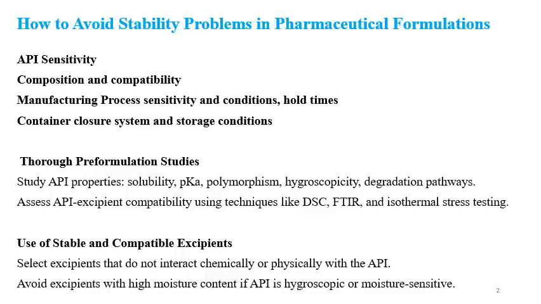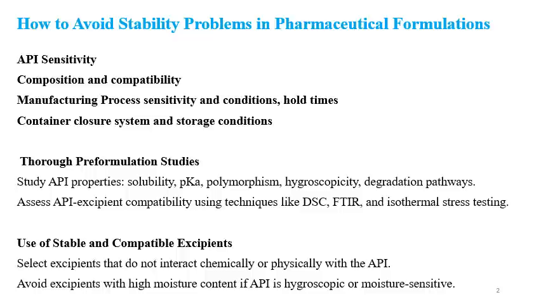Second is composition and compatibility. If there is a material or raw material or composition which is responsible for the degradation or incompatibility, then the stability problem may arise. Manufacturing process sensitivity, manufacturing process conditions, or you can say the environmental conditions, and the hold times may also impact. In-process packaging system may also impact the stability. Container closure system and storage conditions are the important points to be considered for the stability.